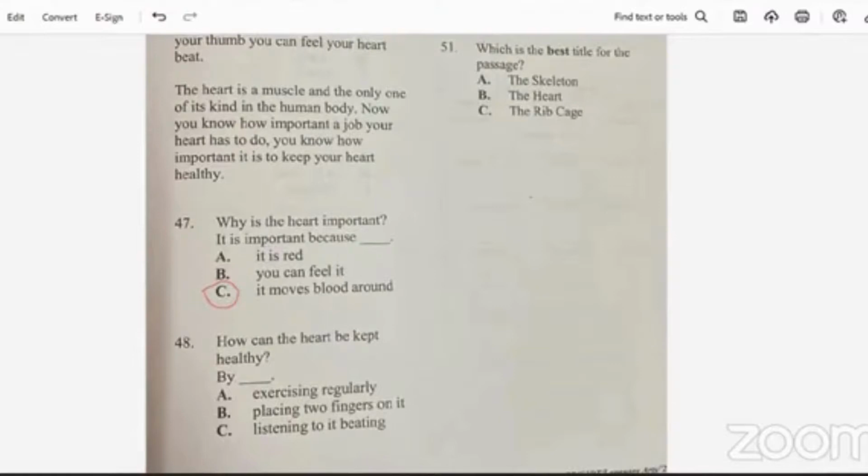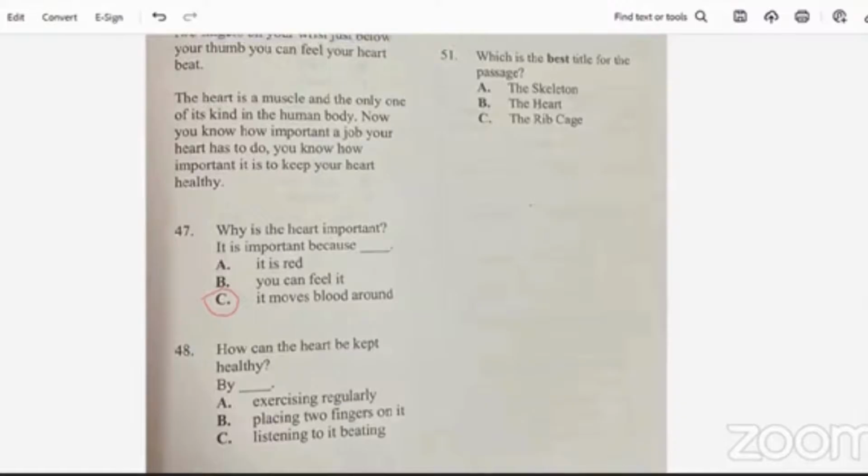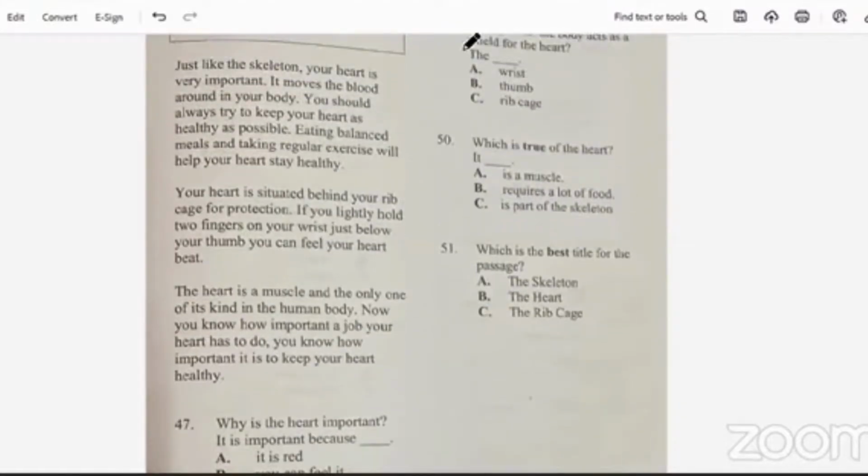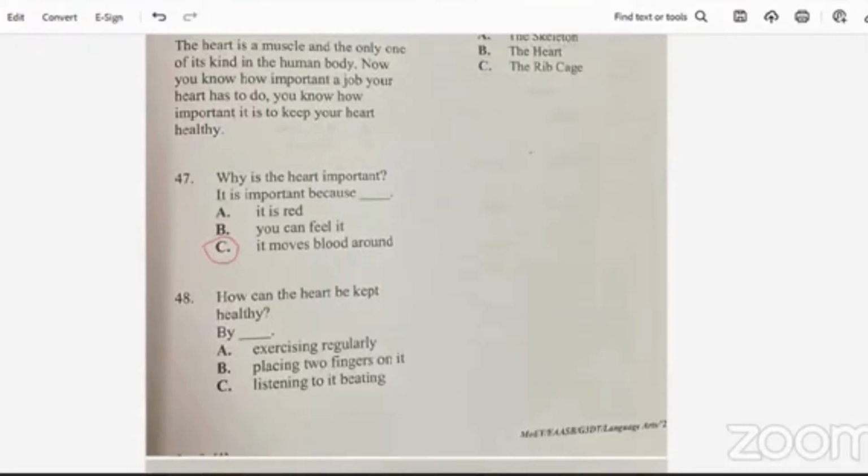All right, question 48. How can the heart be kept healthy? By exercising regularly, by placing two fingers on it, by listening to it beating. How can you keep your heart healthy? I think in the first chapter, yes, it says eating balanced meals and taking regular exercise will help your heart stay healthy. So the answer is A. 48 is A. Exercising regularly.